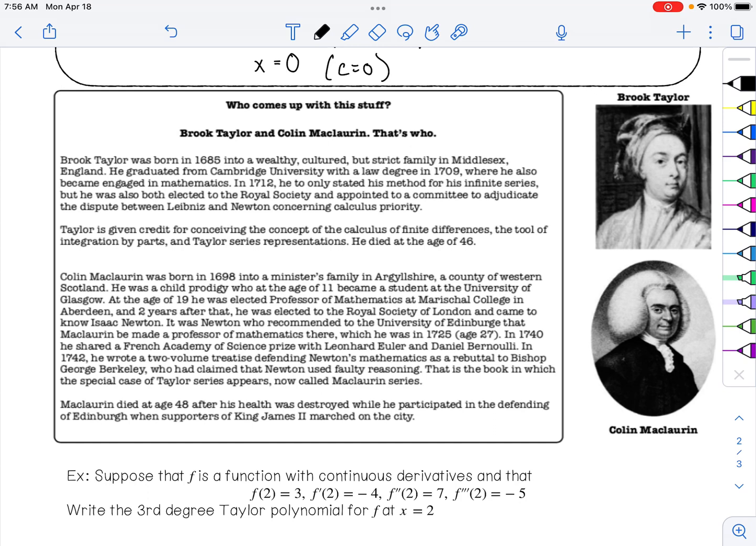In 1740, he shared a French Academy of Science Prize with Leonhard Euler and Daniel Bernoulli. And in 1742, he wrote a 2-volume treatise defending Newton's mathematics as a rebuttal to Bishop George Berkeley, who claimed that Newton had used faulty reasoning. This is the book in which the special case of Taylor series appears, and that's why we call it Maclaurin series. He has a title for Maclaurin series, but it's really only a special subcase of Taylor polynomials and Taylor series. Maclaurin also died really young at age 48 due to his health.